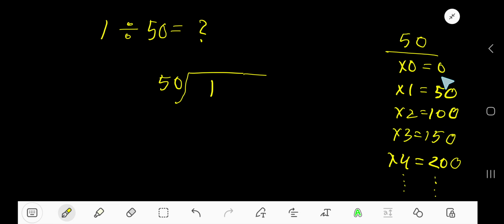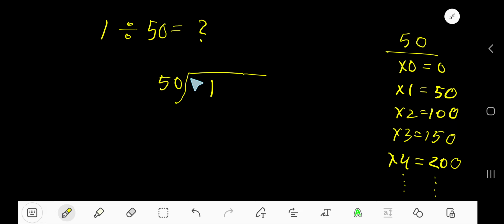Look, 50 times 0 is 0, 50 times 1 is 50, 50 times 2 is 100, 50 times 3 is 150. Just add 50 to the previous step. That means 0 plus 50 is 50, 50 plus 50 is 100, 100 plus 50 is 150, 150 plus 50 is 200. Like this.